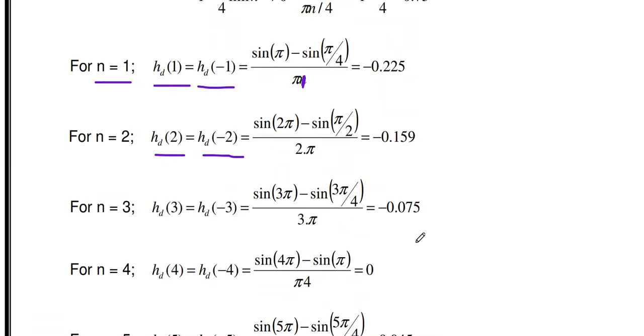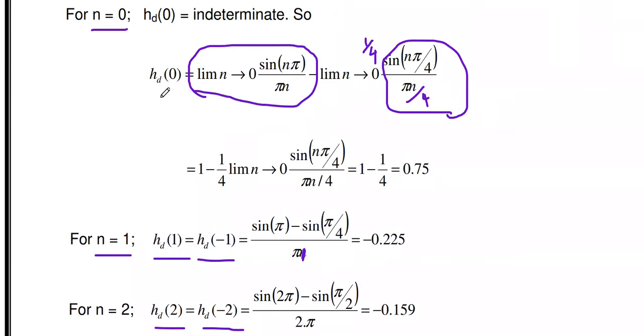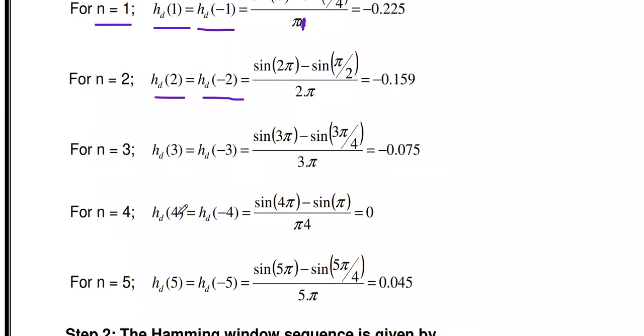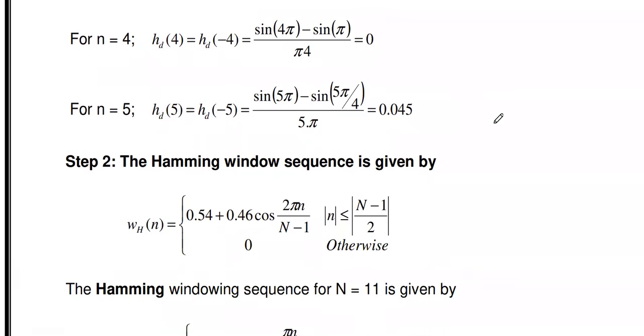Okay, so the 11 hd values we calculated. Hd of 0, then 1 and minus 1 equal, 2 and minus 2 equal, 3 and minus 3 equal, 4 and minus 4, 5 and minus 5, we calculated. Okay, so the first step is over.